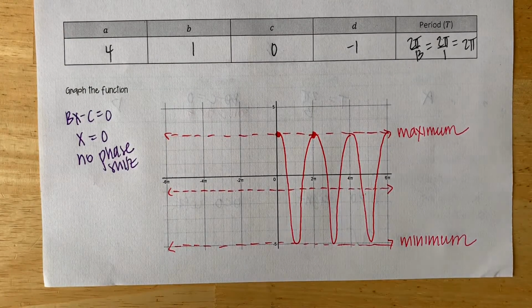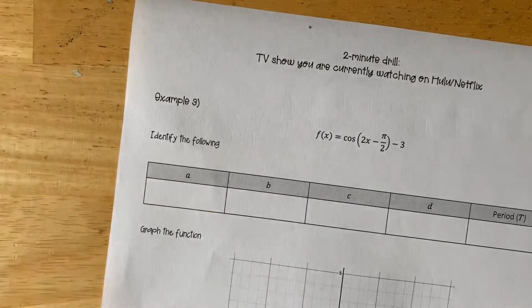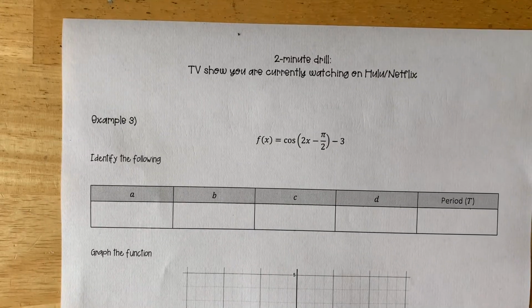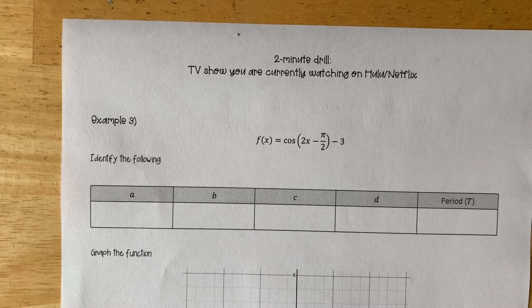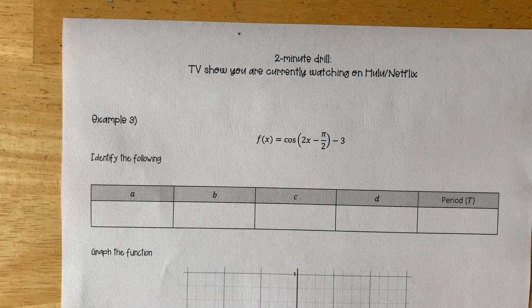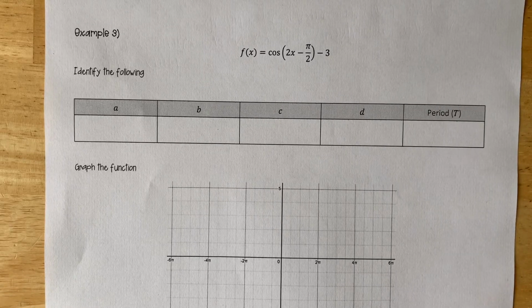The last example we're gonna go over, by the way, go ahead and answer your 2-minute drill. A TV show you're currently watching on Hulu or Netflix. Something that I'm watching on Hulu right now is Big Little Lies. I started binging that like 2 days ago and I'm almost done with it. It's not good. I mean, it is good, but my binging is not good.